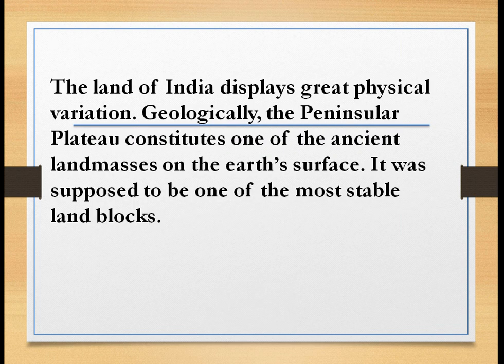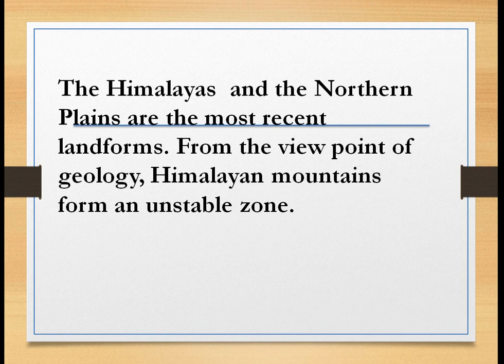Moving further, the land of India displays great physical variation. Geologically, the Peninsular Plateau constitutes one of the ancient landmasses on the Earth's surface. It was supposed to be one of the most stable lands. It's all about the plateau. The Himalaya and the northern plains are the most recent landforms from the viewpoint of geology. The Himalaya mountains form an unstable zone.